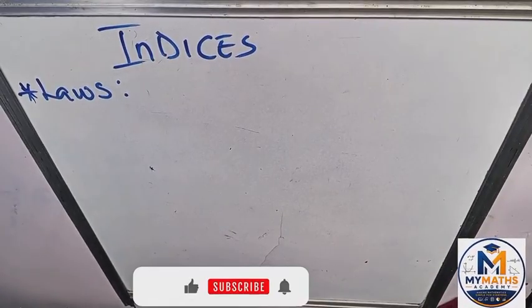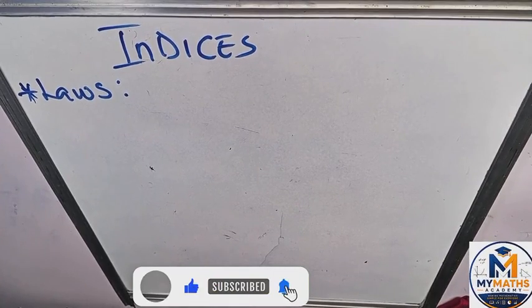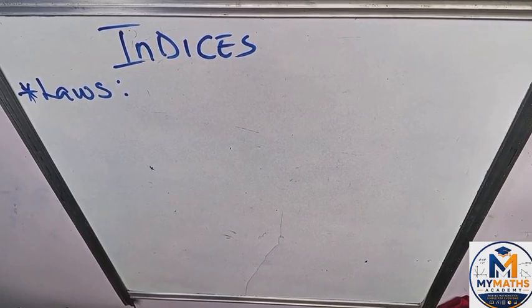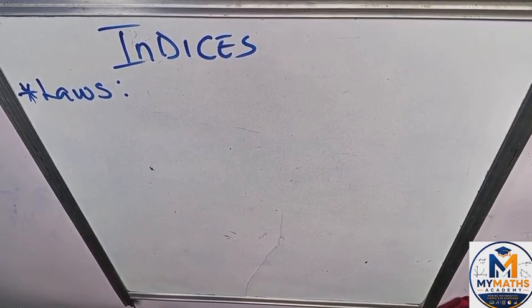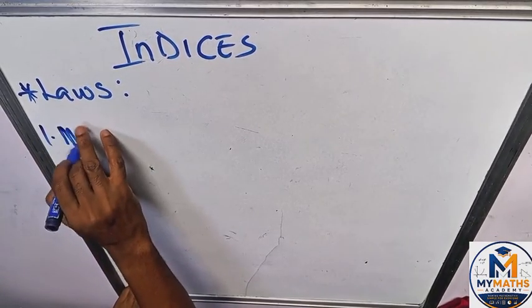Okay, today we're going to talk about indices in proper. We're going to be discussing indices and the laws of indices. What will be the rules that will be guiding us? These are things that are supposed to be guiding us while calculating. One of the rules is what we call the multiplication rule. Number one, we call it the multiplication.